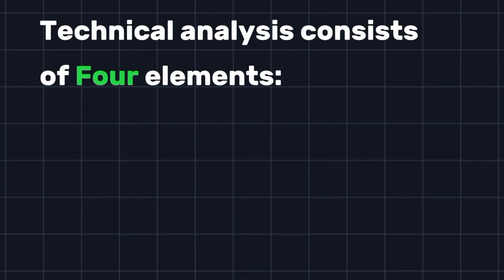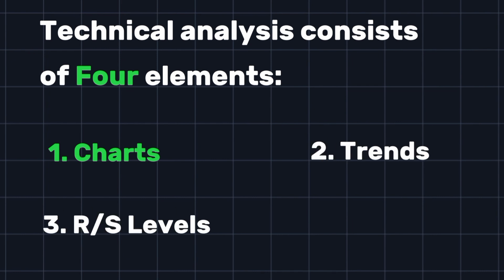As we mentioned, technical analysis consists of 4 elements. We reviewed the first element, which focuses on charts. Other elements, such as trends, resistance and support levels, and volume, will be covered in future videos.